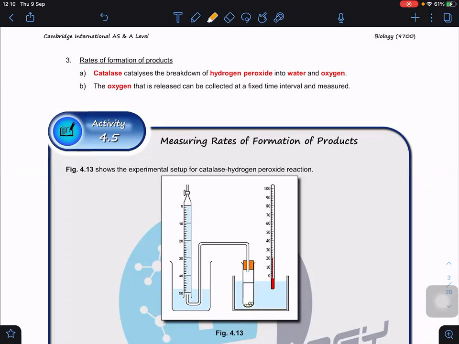Okay, because in this experiment, the catalyst is an enzyme that breaks down the hydrogen peroxide into water and oxygen. So the reaction equation is this. Hydrogen peroxide, H2O2. When you break it down, you get H2O and O2. So you balance the equation. It should be 2 and 2 here. Okay, you balance the equation. And according to this, H2O2 is in the liquid state, H2O again is liquid, and O2 is the gas.